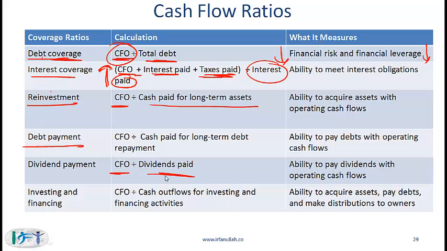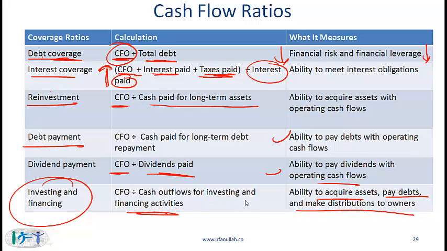Dividend payment, CFO divided by dividend payments. And what it measures, ability to pay debts with outstanding cash flows, or ability to pay dividends with operating cash flows. Investing and financing, this is CFO divided by cash flows for investing and financing activities. This tells us about the ability to acquire assets, pay debts, and make distributions to owners. I don't think it is hugely important for you to memorize all these ratios, but just by looking at them, you should get a sense for what they are measuring.